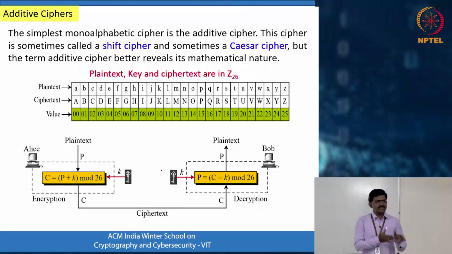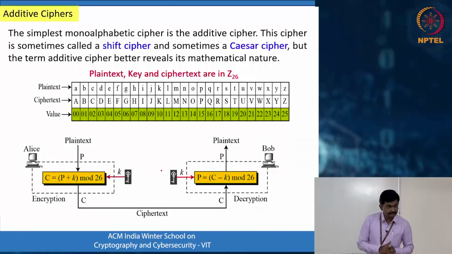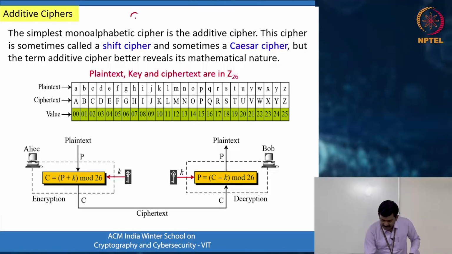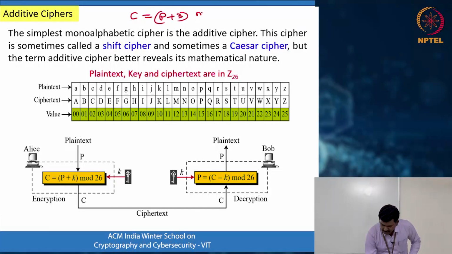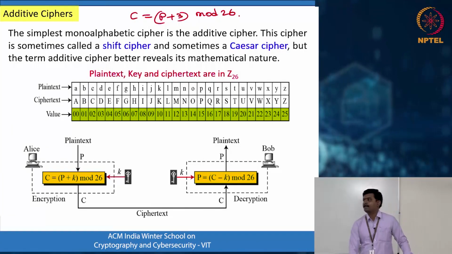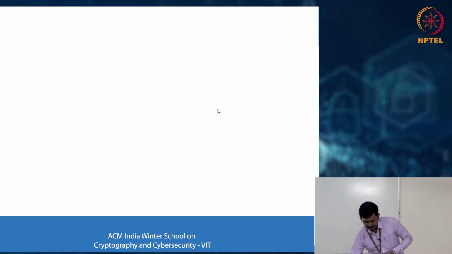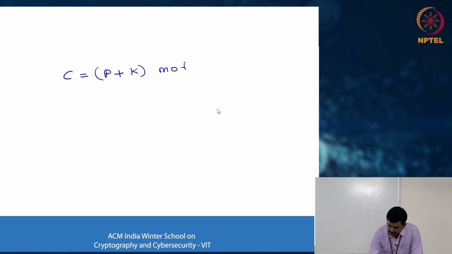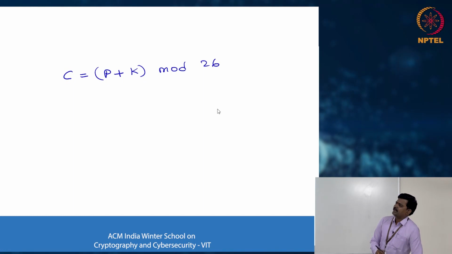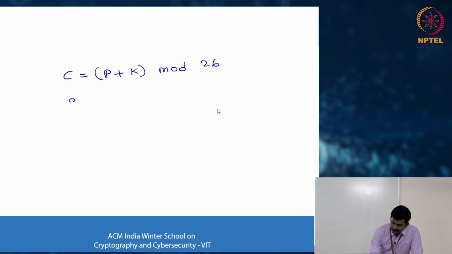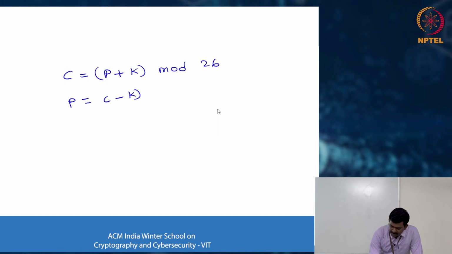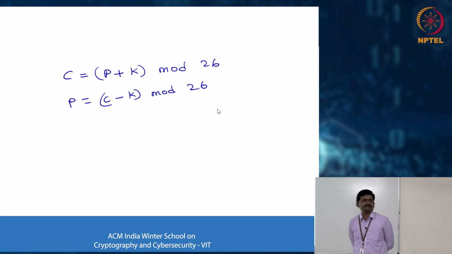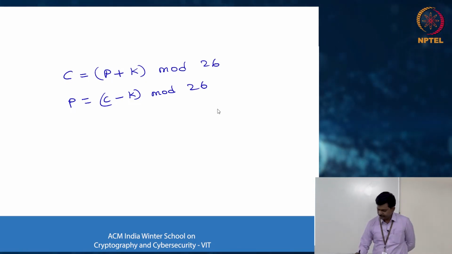Again, whatever we discussed, the Caesar cipher is also called an additive cipher. What is the reason? You write that as C is equal to P plus 3 mod 26. So, what is the operation you have performed? We need to understand this aspect. I write that as C is equal to P plus K mod 26. This is my encryption. What is the decryption? P is equal to C minus K mod 26. That is the decryption of Caesar cipher. And this is also an example of an additive cipher.